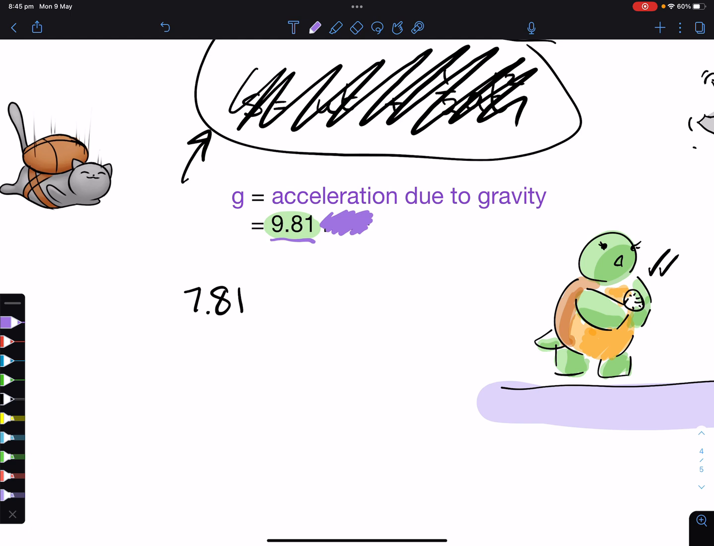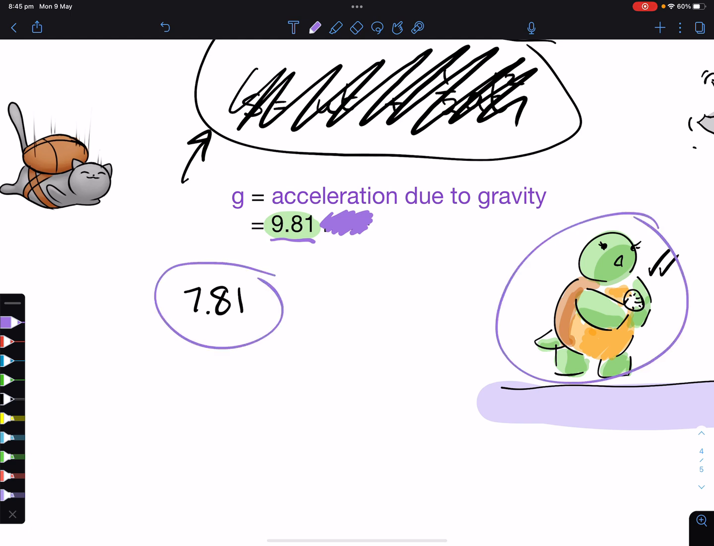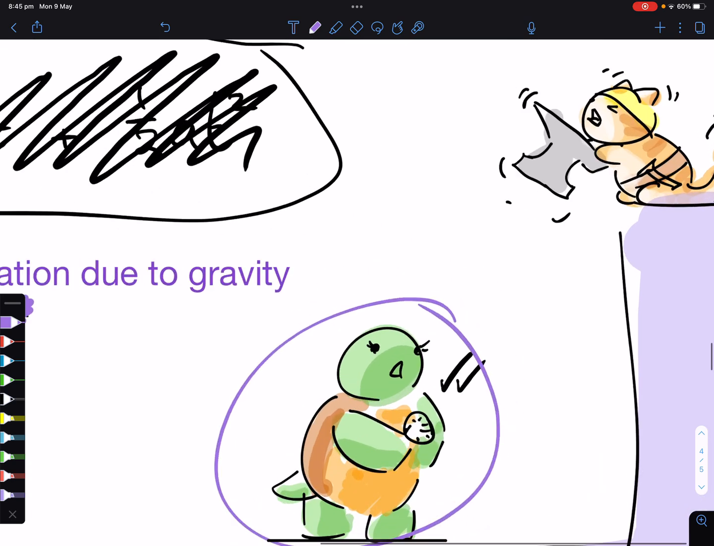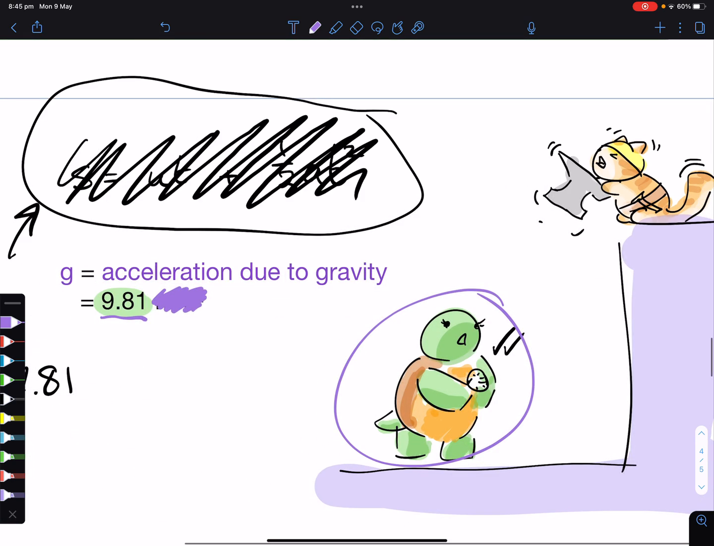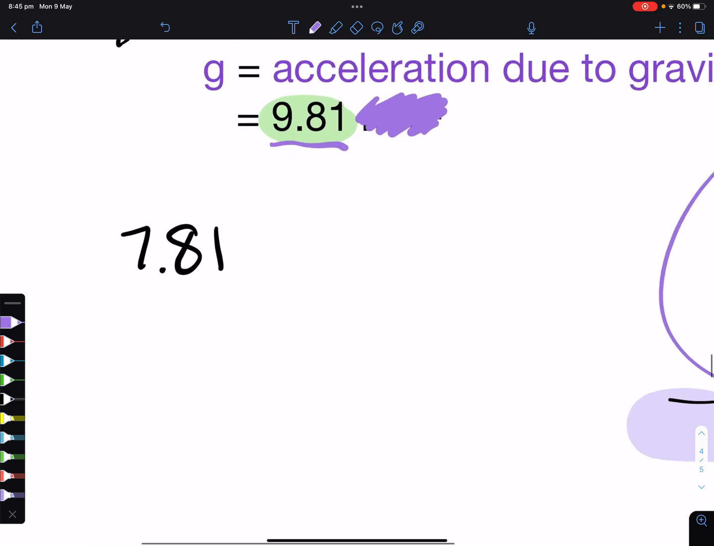If the turtle did the calculation, she got this number. Has she screwed up? No, because it's going to depend on how high we were able to drop the anvil. It'll also depend on whether the anvil falls straight or at an angle. It'll depend on the wind resistance because it'll slow it down slightly. So that will change the result a little bit.